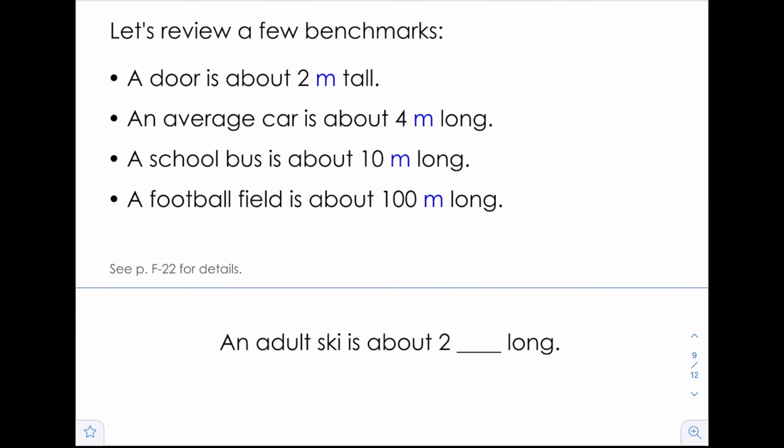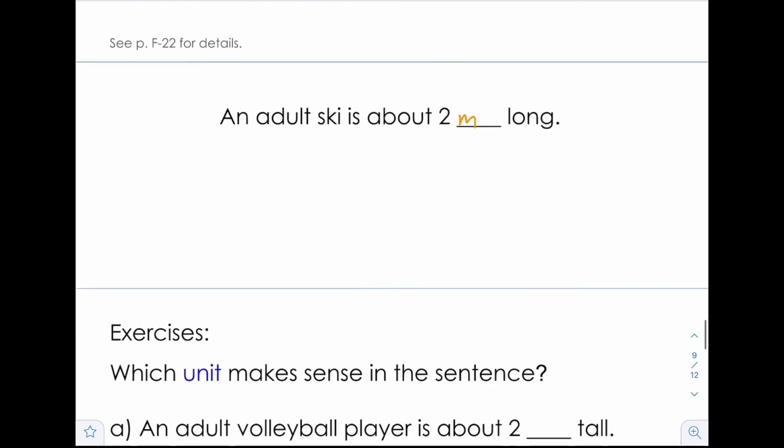So let's review some benchmarks. So these are things that we understand in everyday life because we see them all the time. We see doors all the time. A door is about 2 meters tall. An average car is about 4 meters long. A school bus is about 10 meters long. And a football or soccer field, a full-sized one, not the one that's in the schoolyard, but one that you might see in a stadium, is about 100 meters long. So an adult ski, if an adult were standing next to their skis, the skis would probably be slightly taller than them, would be about 2 meters long.